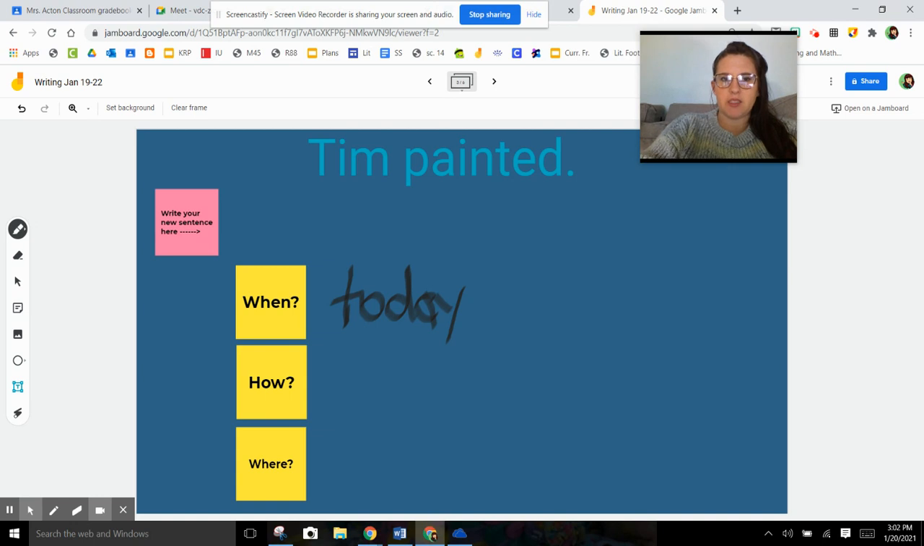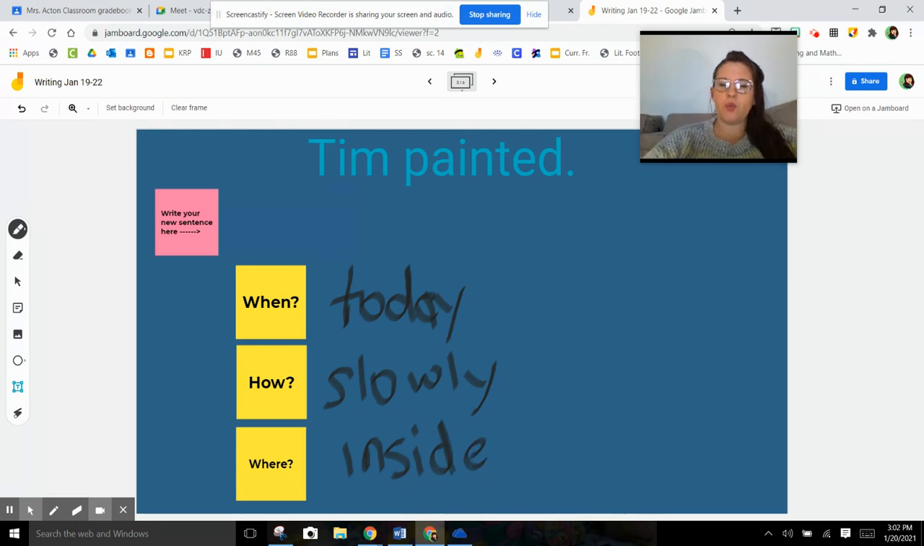How did he paint? And remember those word windows, so maybe slowly, thinking because he probably takes his time to make sure his paintings look really good. He doesn't rush them, so slowly he painted today. And where did he paint? Most people paint inside. So we don't have to worry about their painting getting wet or anything like that. I would say where would be inside. And then we take that and write our sentence.